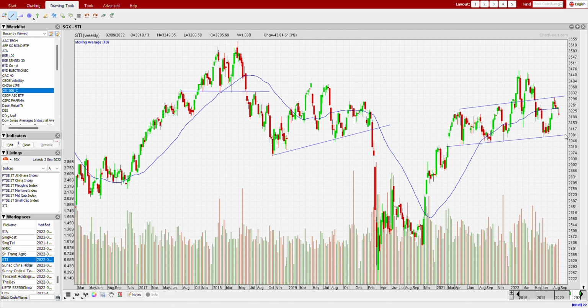Some quick profit can be taken if you are in the short position, if it reaches the trend line over here, and then we can always wait for the breakdown of this neckline, the head and shoulder. So that's it for the week.